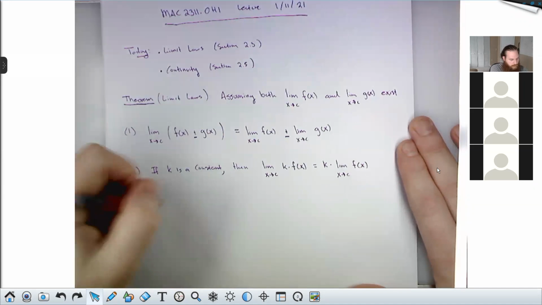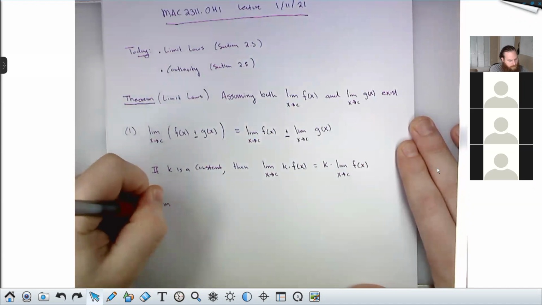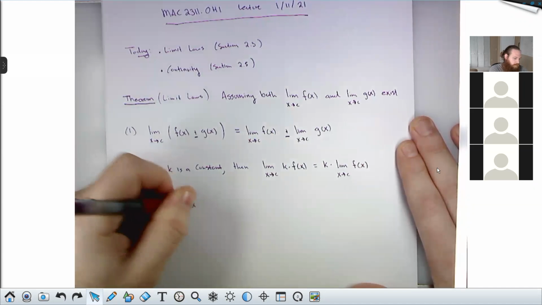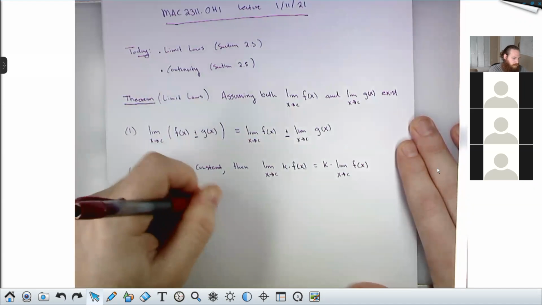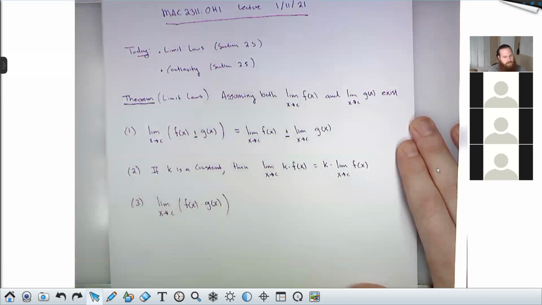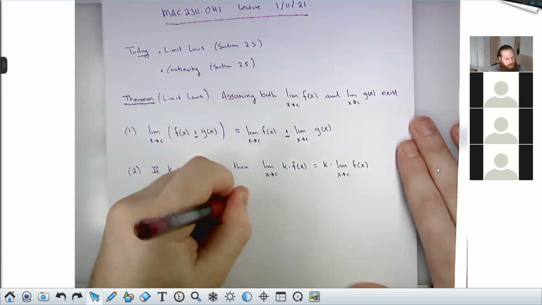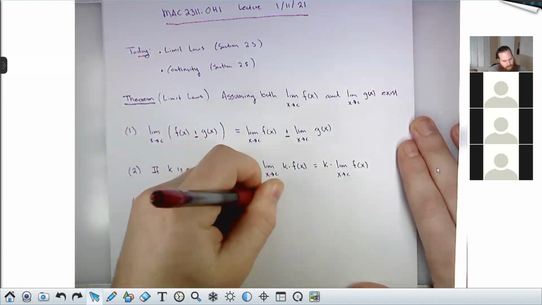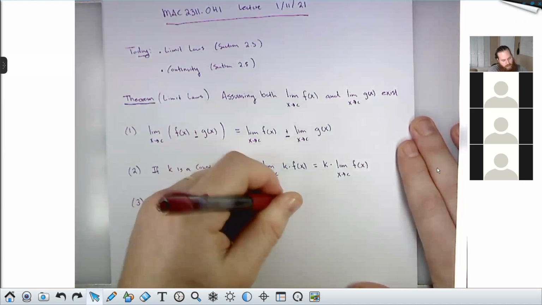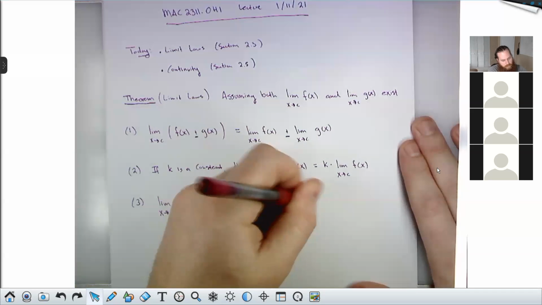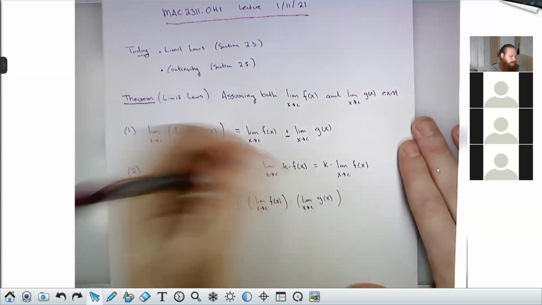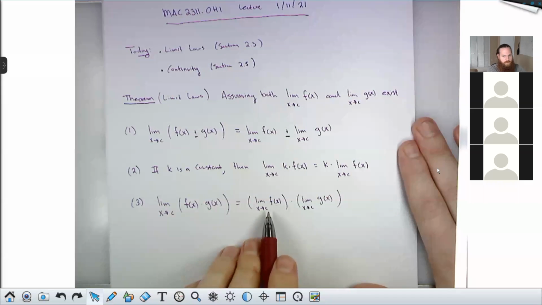In particular, it plays nice with multiplication. So if you know the limit of f and g each on their own, and you want to find the limit of f times g, you can calculate that by first taking the limit of f and multiplying that by the limit of g. Again, you're going to the same c value here. This limit is at the same place.